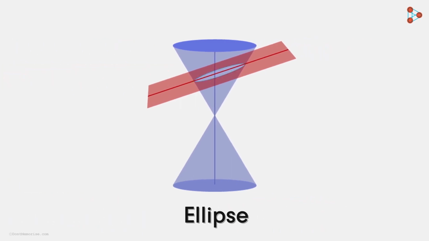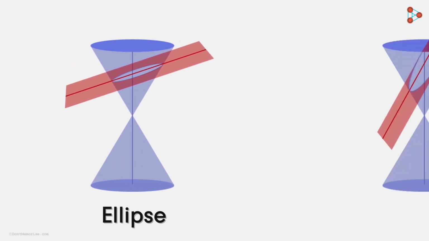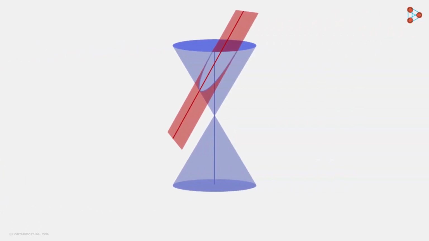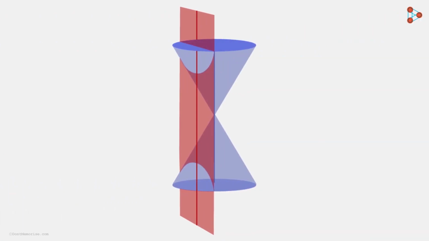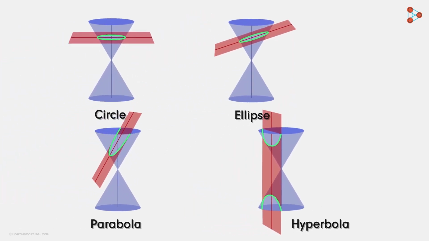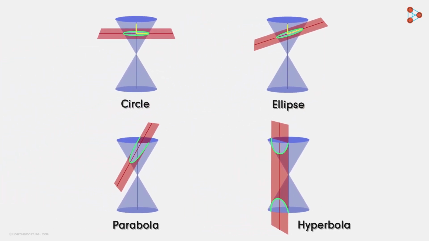Let's continue tilting it a bit more. If we tilt it even more like this, we get a parabola. And finally, if we tilt the plane like this, we get a hyperbola. So what can we conclude here? Depending on the angle at which the plane intersects the cone, we get different curves.